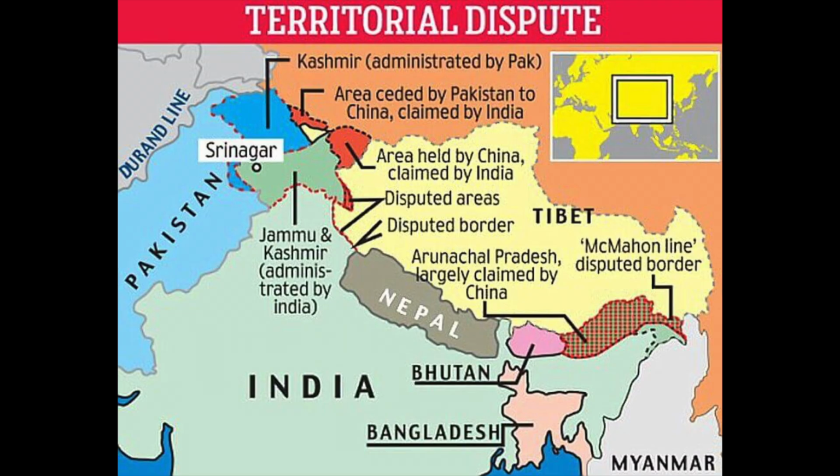Important notes given on the map include that Kashmir is administered by Pakistan, but Jammu and Kashmir are administered by India, so we can definitely visualize this conflict, and we can see the disputed areas, the disputed borders, and where everything is in correlation to the other.